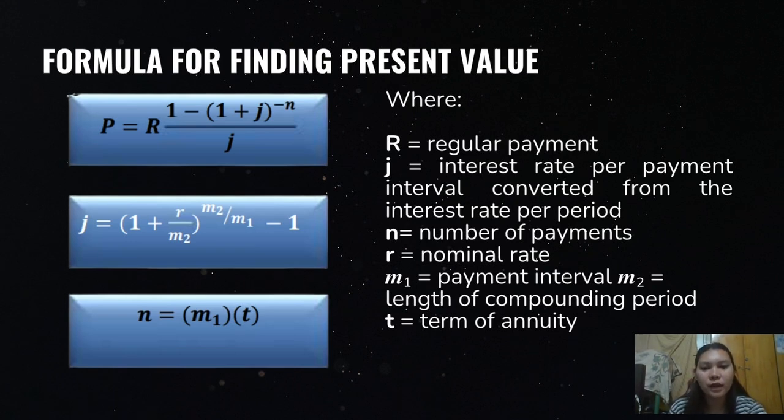The next formula is for the interest rate per payment period, which is J is equal to the quantity of 1 plus R over M sub 2 raised to M sub 2 over M sub 1 minus 1, where J is equal to the interest rate, and M sub 1 is the number of payments per year, and M sub 2 is the number of compounding periods per year. The last formula is for the total number of payments. So N is equal to M sub 1 times T, where T is the total number of years and M sub 1 is the total number of payments per year.